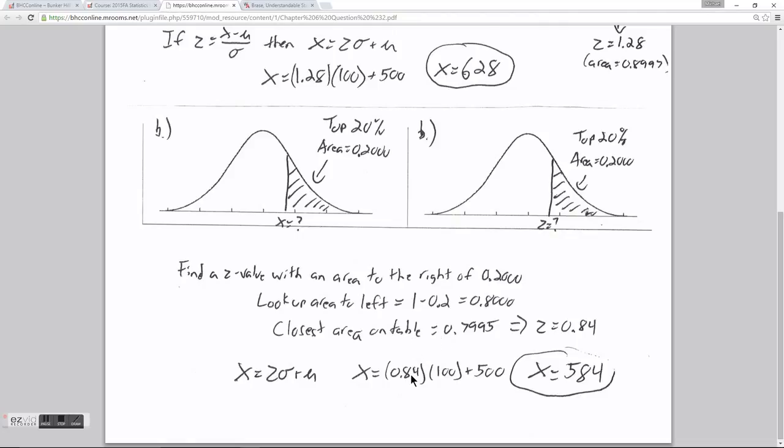To be in the top 20% of any normal distribution, you have to be 0.84 standard deviations above the mean. So the question is what SAT score is 0.84 standard deviations above the mean? Well, 0.84 standard deviations would be 0.84 times 100, or 84 points. So adding that to the mean of 500, that gives me an SAT score of 584.